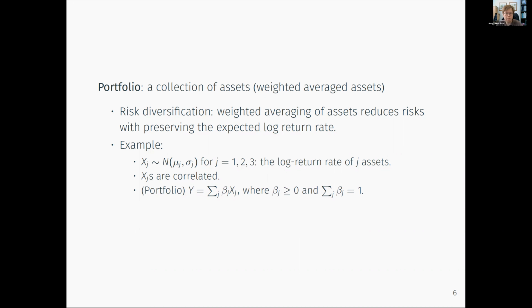For a simple example, let me introduce simple random variables following the normal distribution. Here, you can see X_j follows the normal distribution with mean mu_j and standard deviation sigma_j. We are considering three assets following normal distributions, and the three random variables may be correlated. The portfolio is a weighted average of the random variables. We denote the random variable of the portfolio by Y. As you know, beta_j is the weight of the portfolio, and beta_j has a positive value and the weights sum to one.